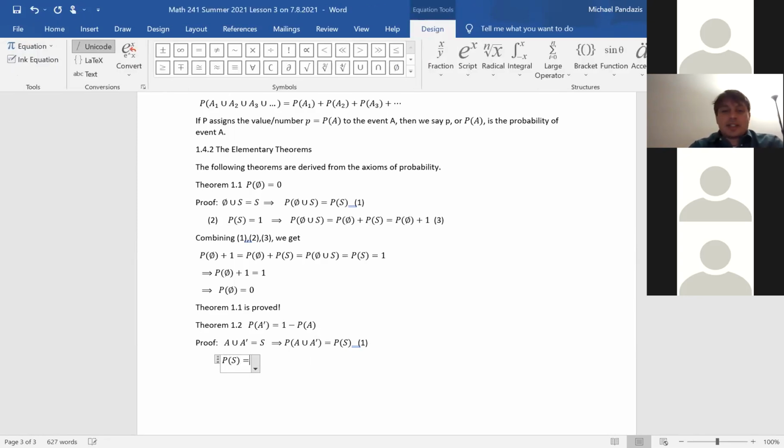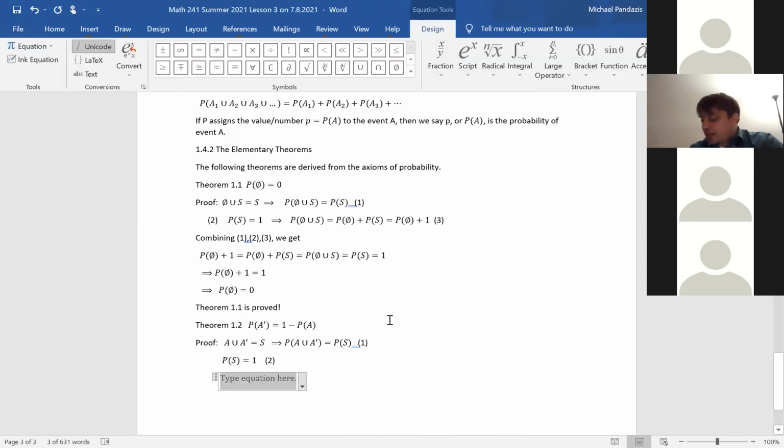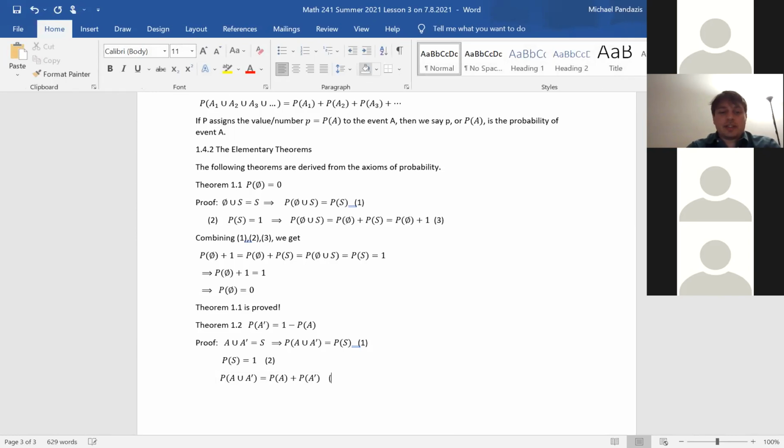P of S is equal to 1. Okay, call that 2. And then P of A union A prime is equal to P of A plus P of A prime. And so we'll call that 3. That's just because they're mutually exclusive, right? Events A and A prime are mutually exclusive.